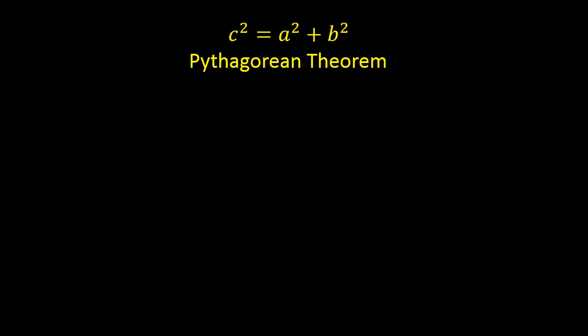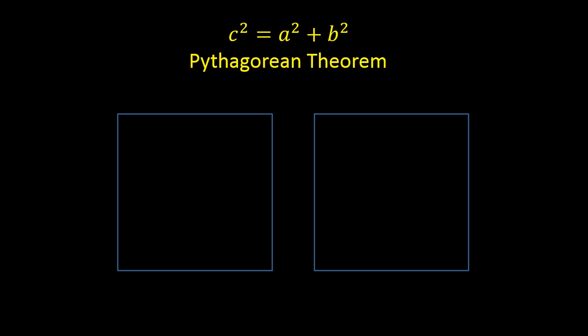It relates the lengths of the sides of a right triangle, and it says that if we square the length of the hypotenuse of a right triangle, that distance will equal the sum of the squares of the lengths of the legs of that right triangle. So in this case, C is the length of the hypotenuse, and A and B are the lengths of the legs. Now let's look at a proof of the Pythagorean theorem.